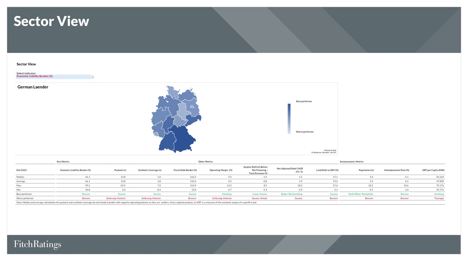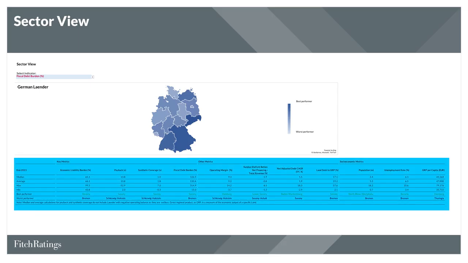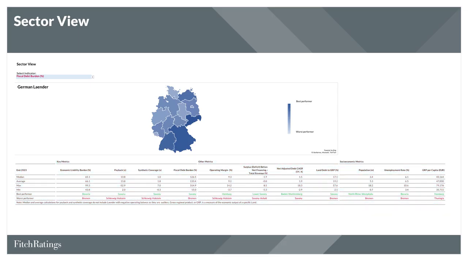For instance, if the user is choosing fiscal debt burden, then it is again cleaning up the map, and the user is seeing the outcome for all the German states, with dark blue being the best performer and light blue being the worst performer. Down below, one can see all the details on the 16 lenders' metrics. The bar charts allow one easily to compare them visually.